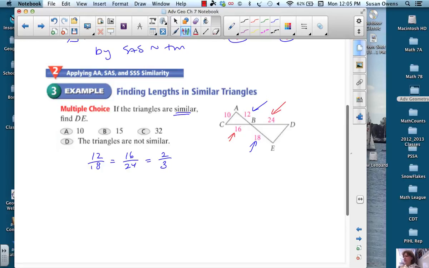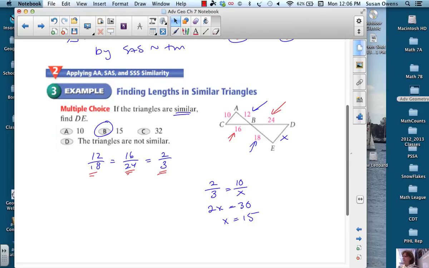Now, once we get that ratio, we can use that ratio or any of the original ratios. We could use the 12/18, the 16/24, or the 2/3 to find the other side. So we can call this side x, and the ratio of the sides is 2/3, so the ratio of the last sides must also be the same. Since the 10 is on the smaller one, x is on the bigger one, we get 2x equals 30 and x equals 15. It wants me to find DE, and DE is 15, so the answer is B.